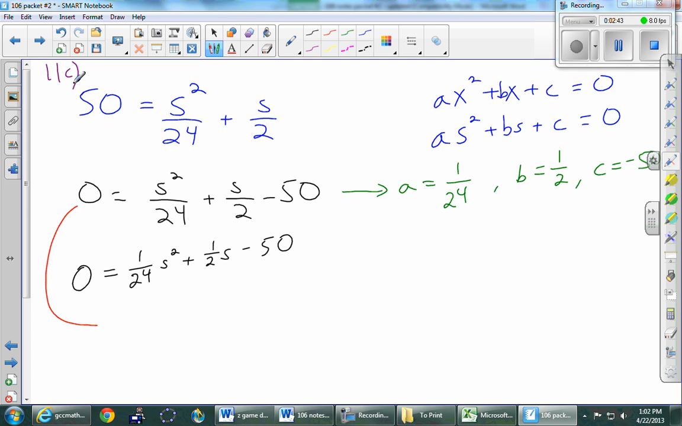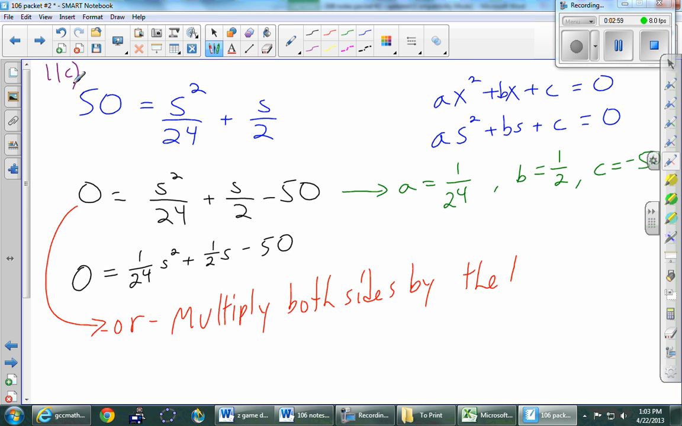So how about we get rid of the fractions. The way we do that is to multiply both sides. We have an equation, so we got to do the same thing to both sides by the lowest common denominator.